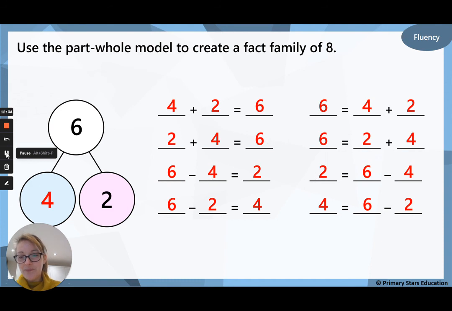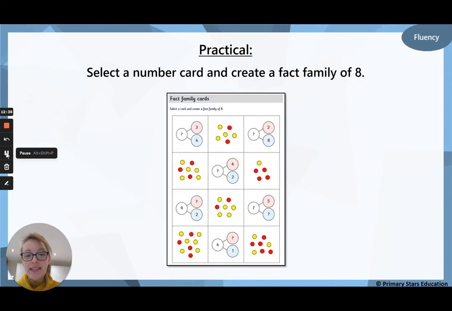Fantastic. So your last task for today is to have a look at these number cards, choose one and see if you can create your own fact family. So 8 different number sentences, so 4 addition number sentences and 4 subtraction number sentences. So you could choose a picture of one of the counters or you could choose one of the part wholes. It's up to you. Okay, and we look forward to seeing some of your photographs of your fact families.